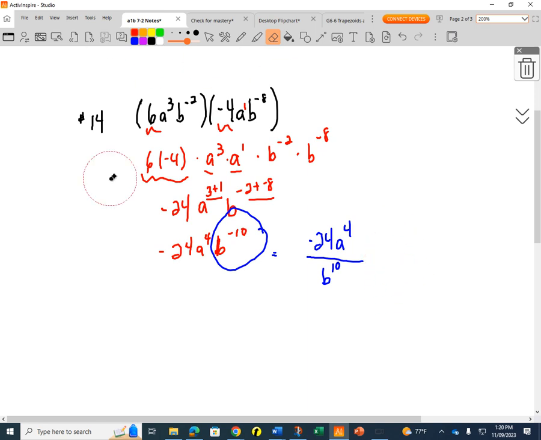Any questions? So that is problems that are covered in problems 2 through 14.